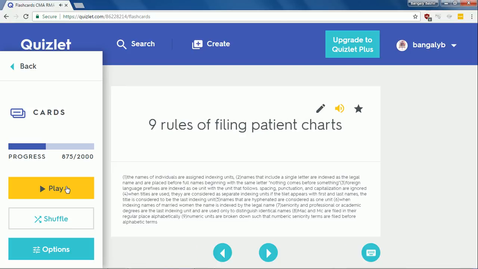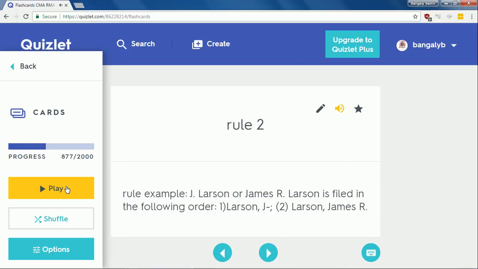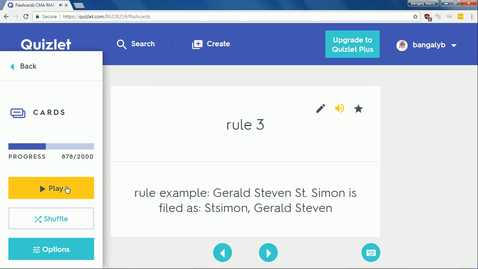Nine rules of filing patient charts. Rule 1. Example: Jamie Renee Carrera is filed as Carrera, Jamie Renee. Rule 2. Example: J. Larson or James R. Larson is filed in the following order: 1. Larson, J. 2. Larson, James R. Rule 3. Example: Gerald Stephen St. Simon is filed as Simon, Gerald Stephen, St.